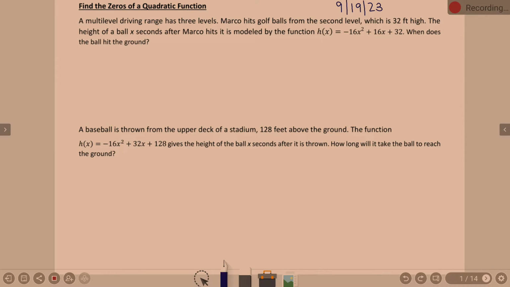We've been talking about how to find the zeros, so using the equation, setting equal to 0. Now we've got a couple word problems to look at. A multi-level driving range has 3 levels. Marco hits the golf ball from the 2nd level, which is 32 feet high. The height of a ball, x seconds after Marco hits it, is modeled by the function h of x. When does the ball hit the ground?